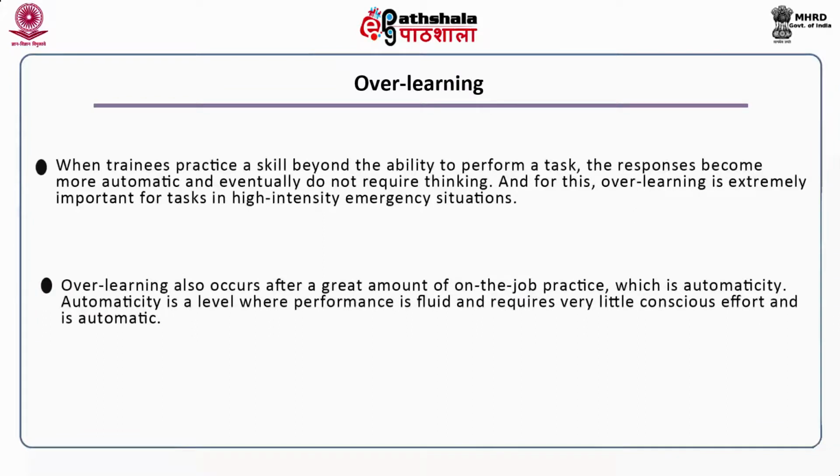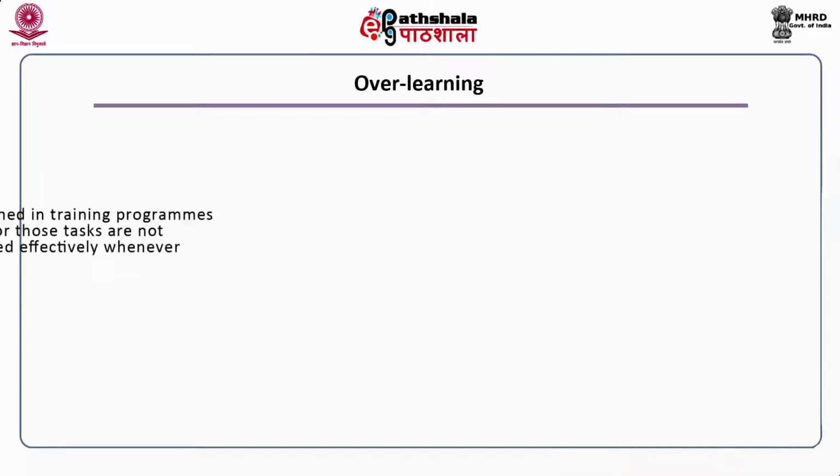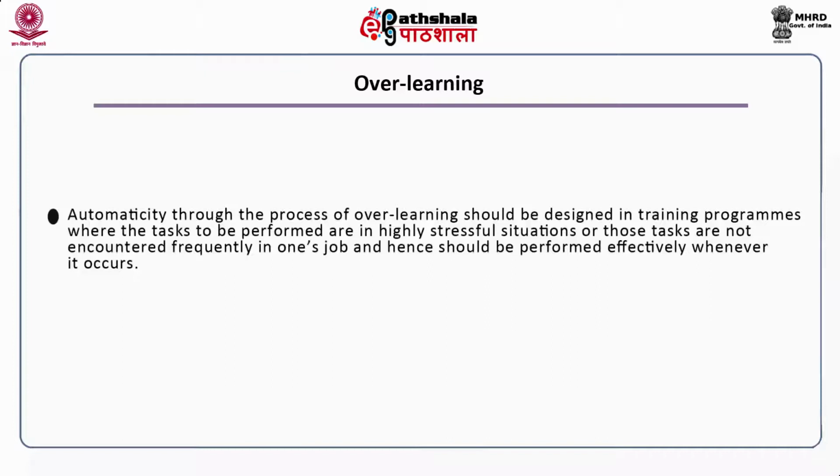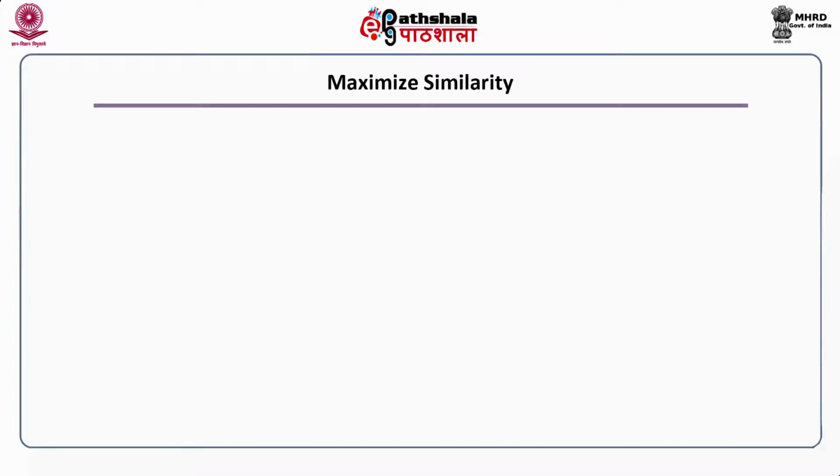Overlearning also occurs after a great amount of on the job practice, which is automaticity. Automaticity is a level where performance is fluid and requires very little conscious effort and is automatic. Automaticity through the process of overlearning should be designed in training programs where the tasks to be performed are in highly stressful situations or those tasks that are not encountered frequently in one's job and hence should be performed effectively whenever it occurs. Maximize similarity.